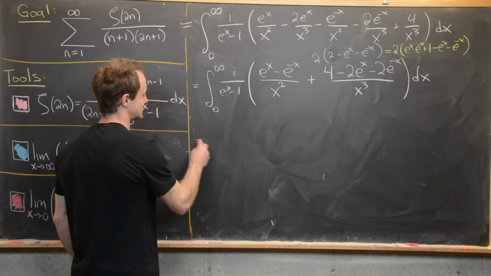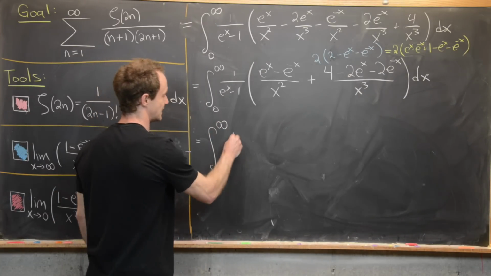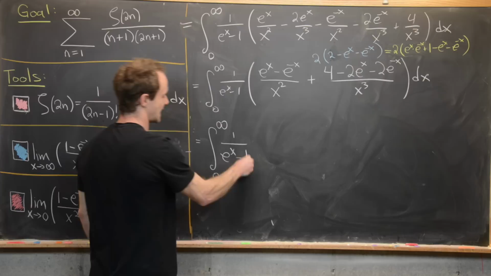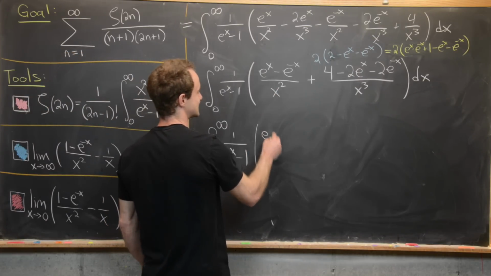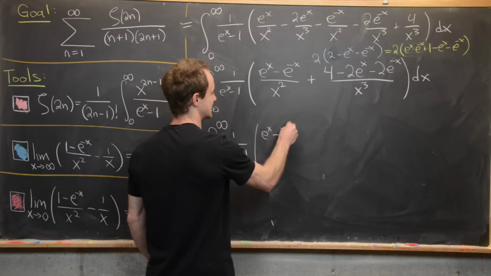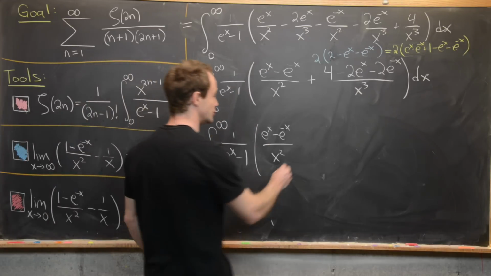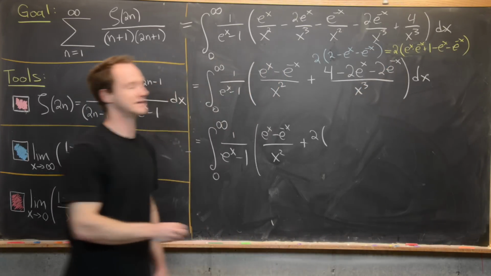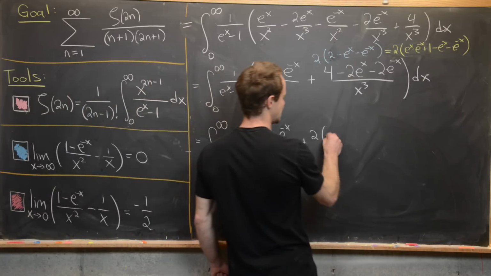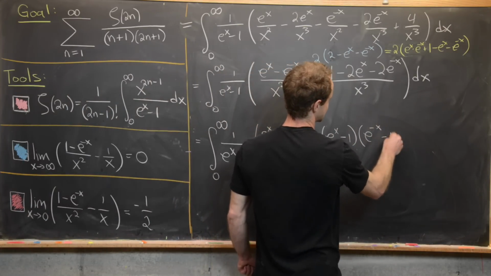And so that allows us to take this entire thing and rewrite it as the integral from 0 to infinity of 1 over e to the x minus 1. And now we have this term, which remains the same for now, e to the x minus e to the minus x over x squared. And now we have this 2, so that's going to be plus 2. And like I said, this yellow part is going to factor. So this is e to the x minus 1 times e to the minus x minus 1.